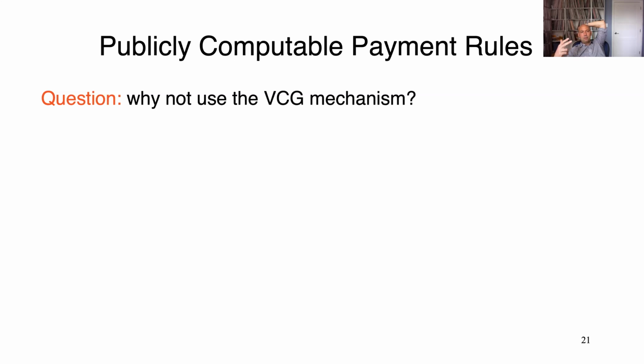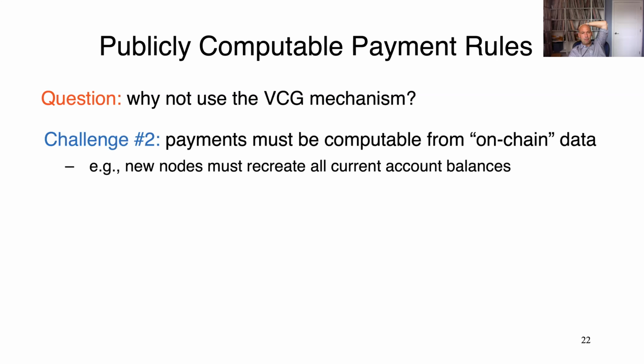So I want to next list sort of 2 impediments. The first one really is sort of not a big deal. It's easy to circumvent, as we'll see, but I still want to mention it. And then on the next slide, I'll show you the real reason why you literally never hear about second price auctions when you're talking about permissionless blockchains.